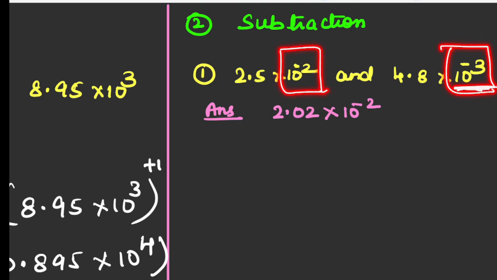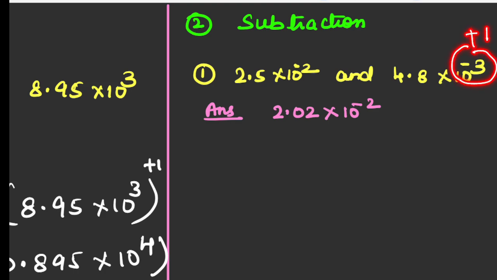The power should be similar. So here convert this to 10 to the power of minus 2. How will you convert this to 10 to the power of minus 2? Suppose I add here 10 to the power of plus 1. So minus 3 and plus 1, how much will you get? Minus 3 plus 1 you will get minus 2. This means you have to shift this digit one place here. So then you can write here plus 1.